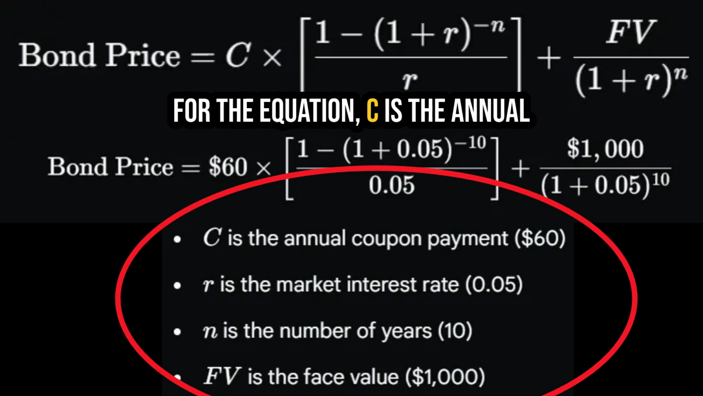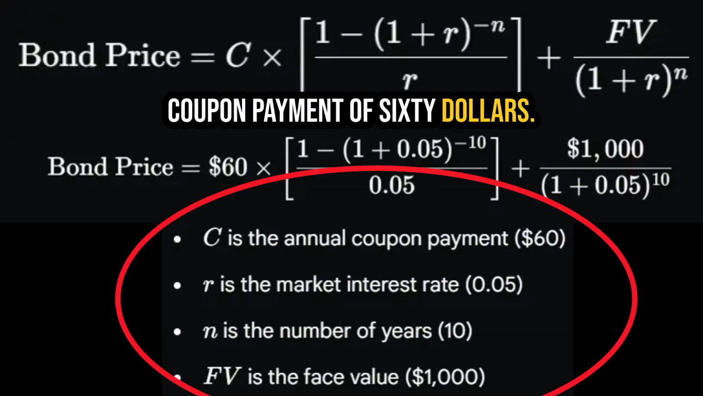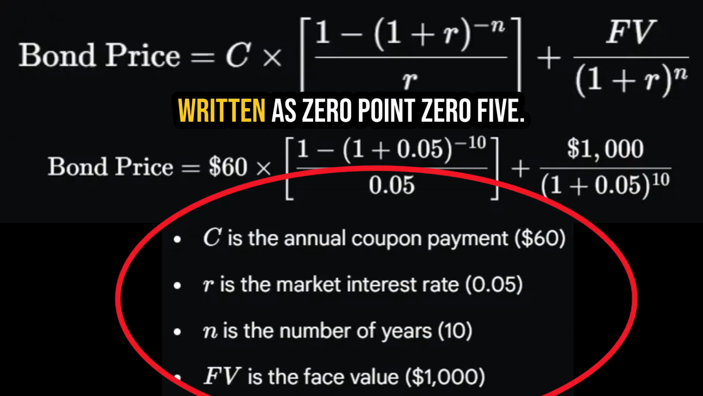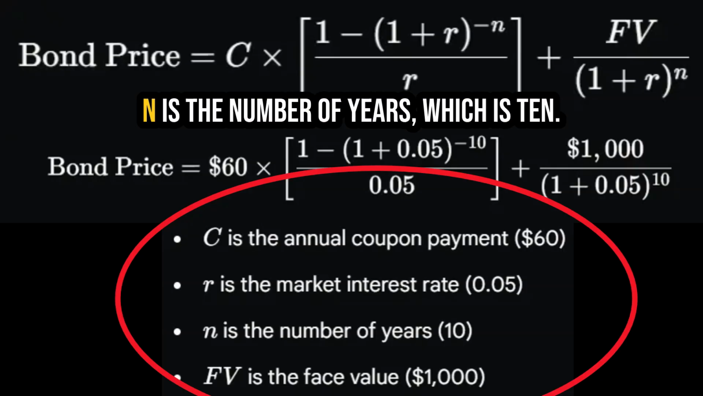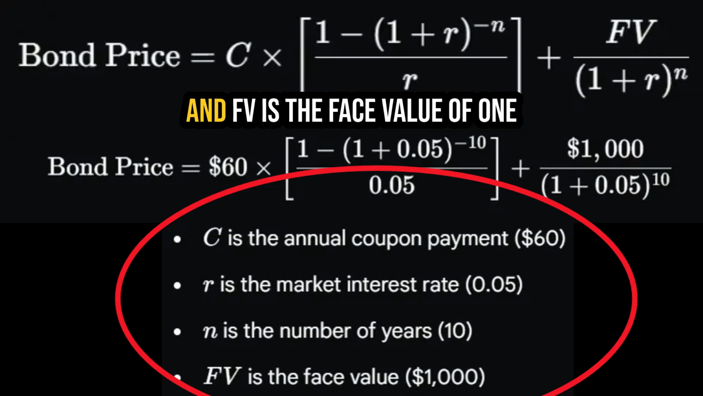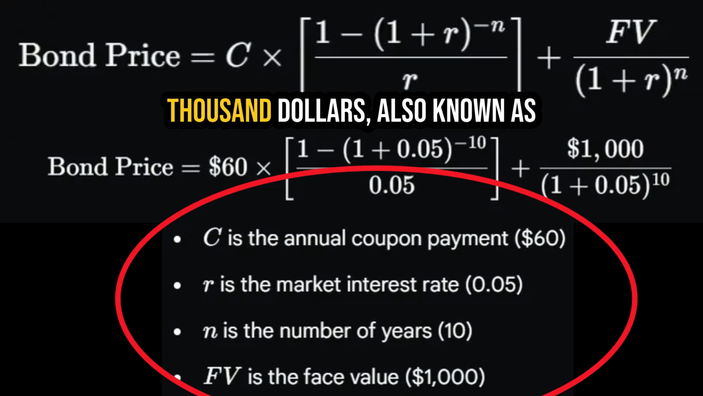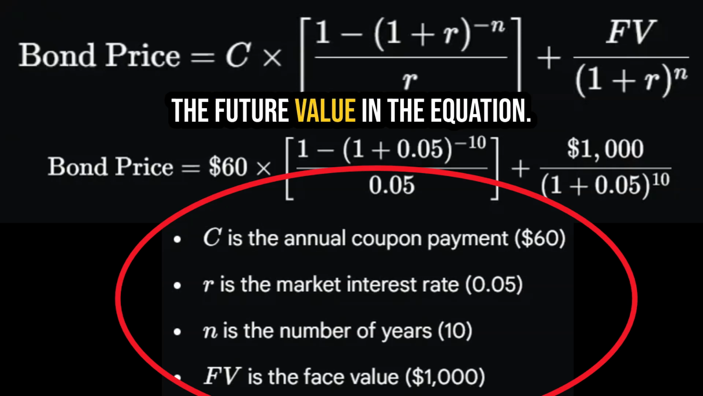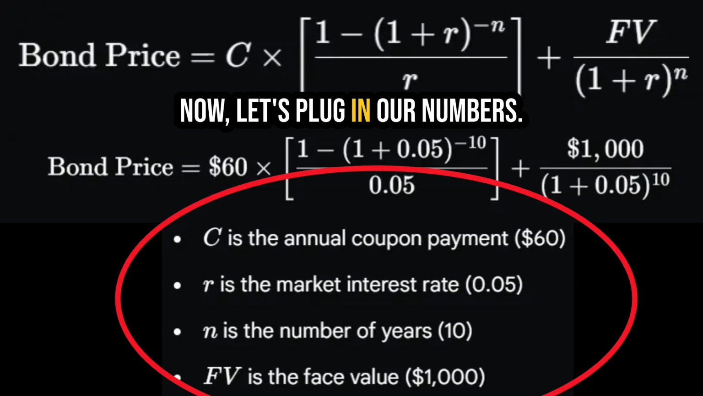For the equation, C is the annual coupon payment of $60. R is the market interest rate, written as 0.05. N is the number of years, which is 10. And FV is the face value of $1,000, also known as the future value in the equation. Now let's plug in our numbers.